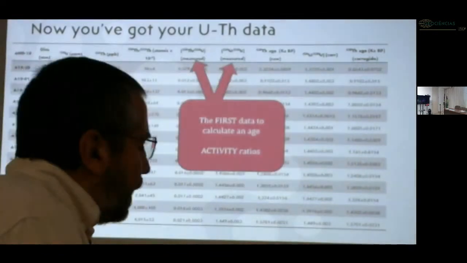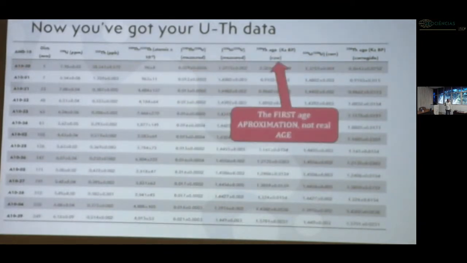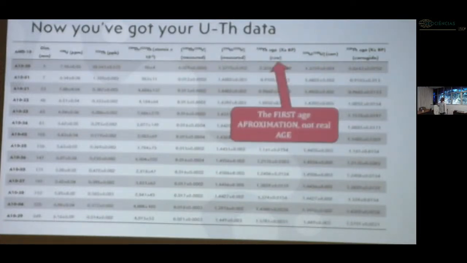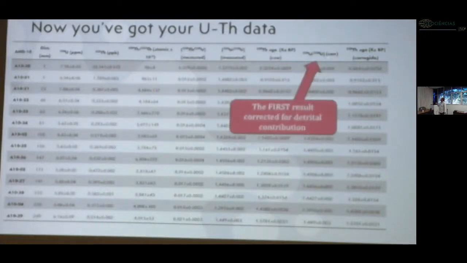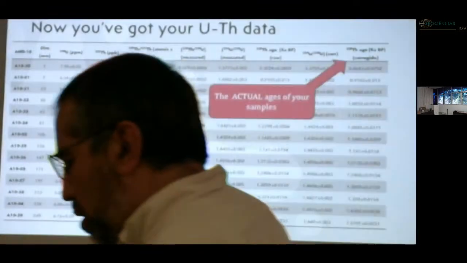These are the activity ratios that are going to be used for age calculations, but these activity ratios are just going to give you the first approximation of your age, not the real age. Why? Because this age has to be corrected for the detrital contributions, so you get some results of the isotope compositions corrected for the detrital contributions, and the actual ages of your sample.